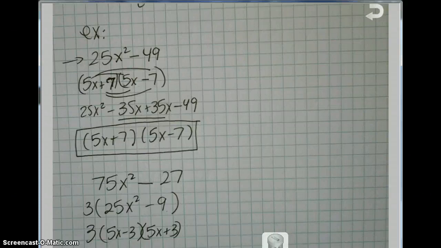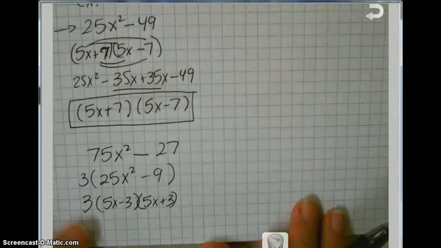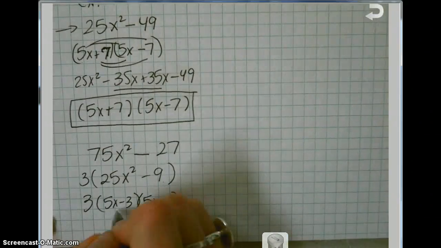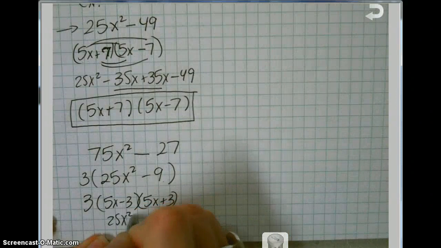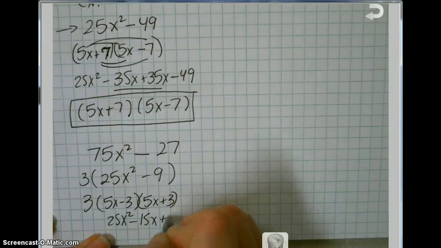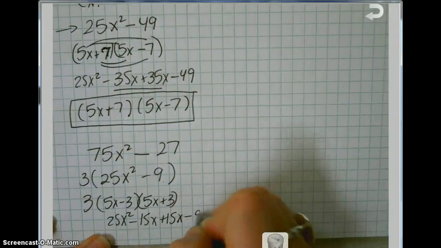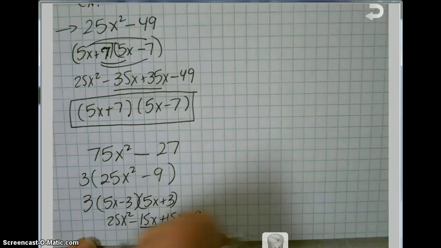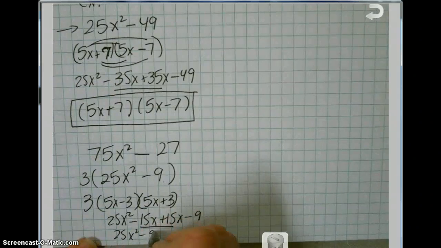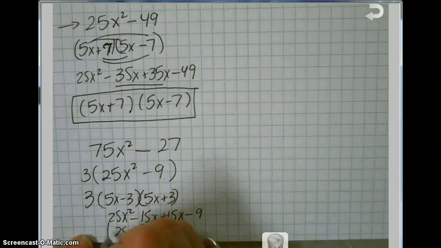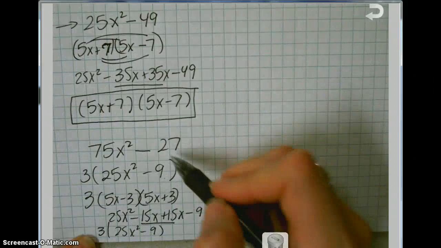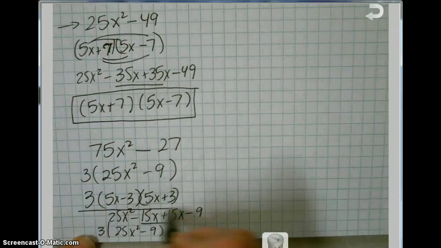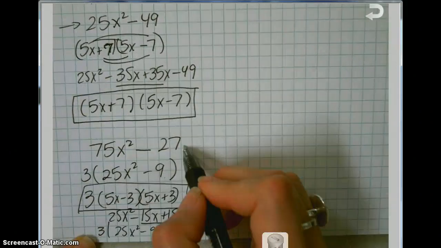And notice, if you check your work, you could FOIL out these two binomials. You get 25x squared minus 15x plus 15x, and then minus 9. Notice these go away, and you get 25x squared minus 9. And when you distribute the 3 to each of these terms, you do get back to the original problem. So if I ask you to factor this right here, here is your answer.